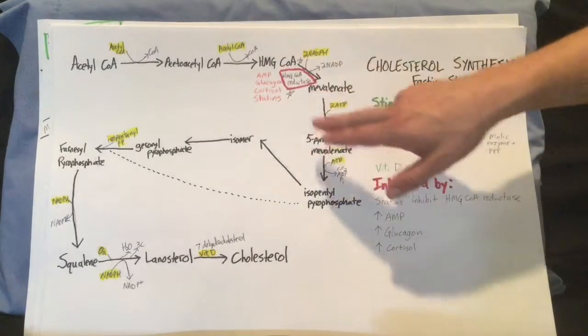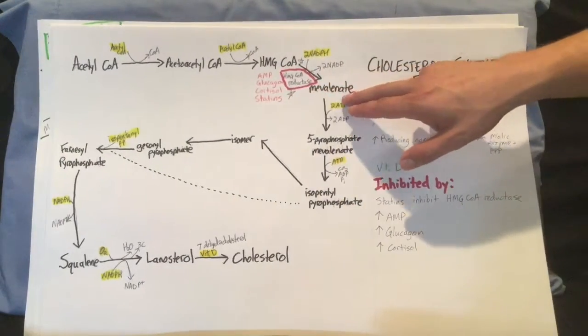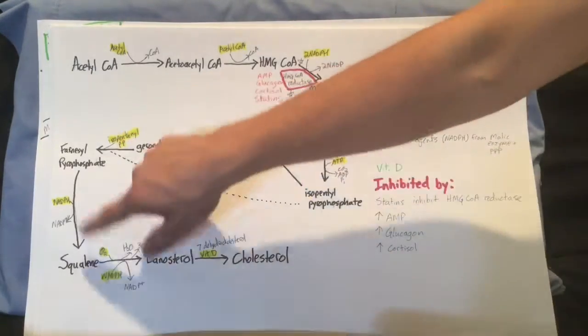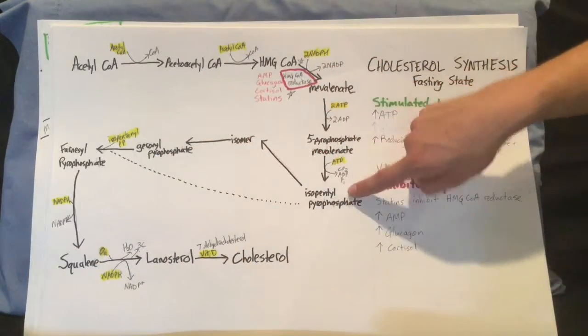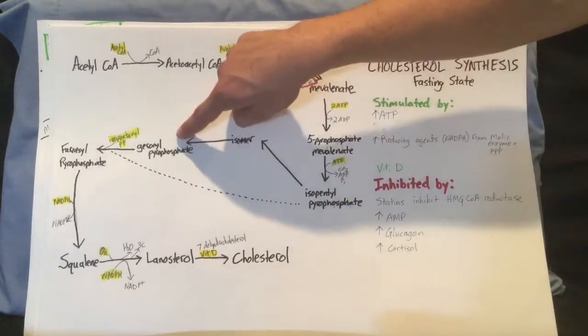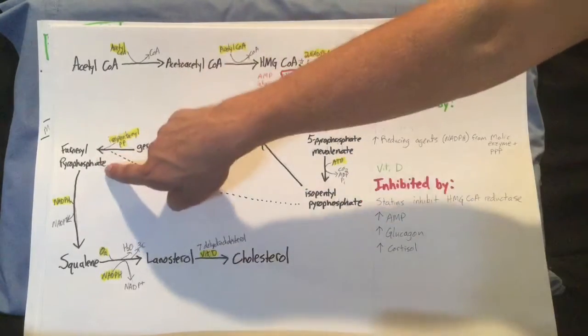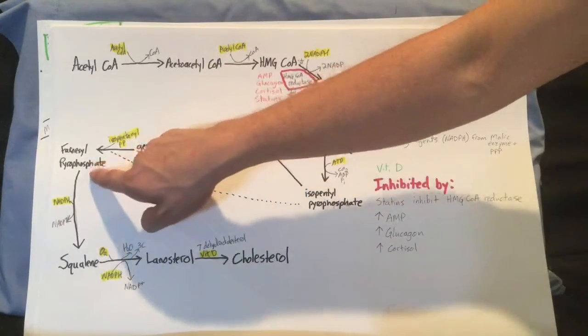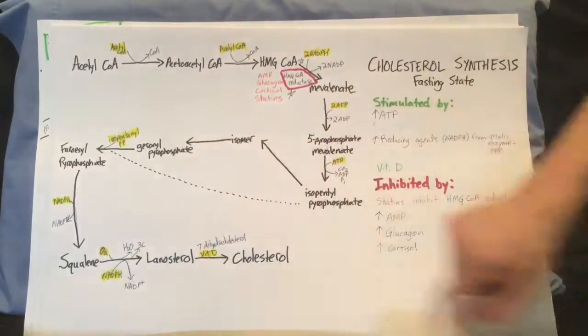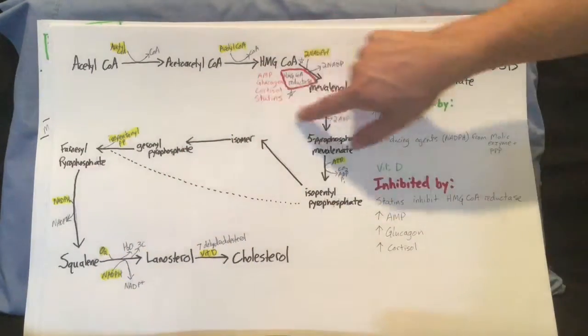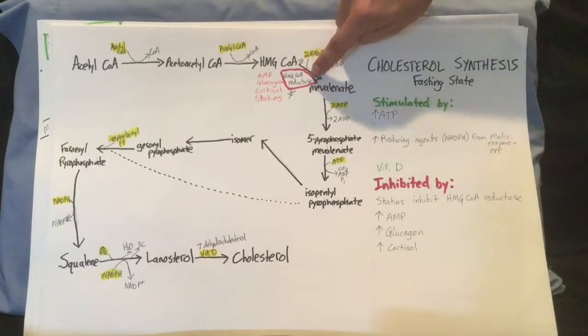HMG-CoA reductase is going to give us mevalonate, and then we're going to go through the rest of the steps. Basically, isopentenyl pyrophosphate, geranyl pyrophosphate, farnesyl pyrophosphate with an isopentenyl pyrophosphate, and we're going to build our cholesterol. Now, key step in this process, HMG-CoA reductase.